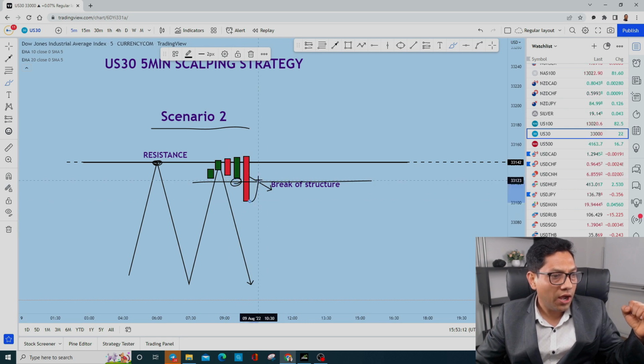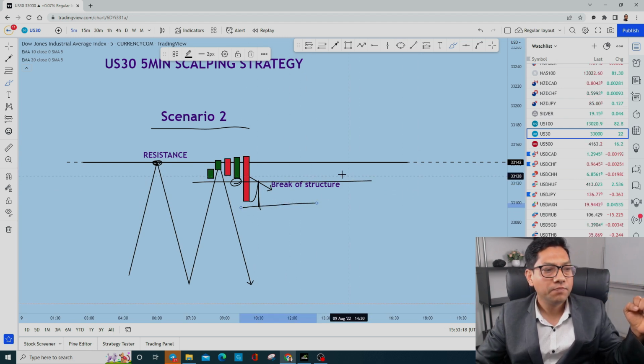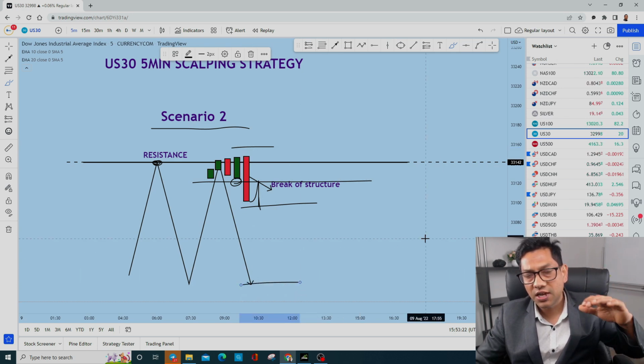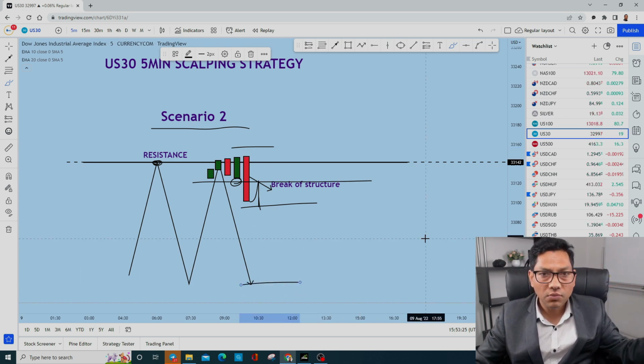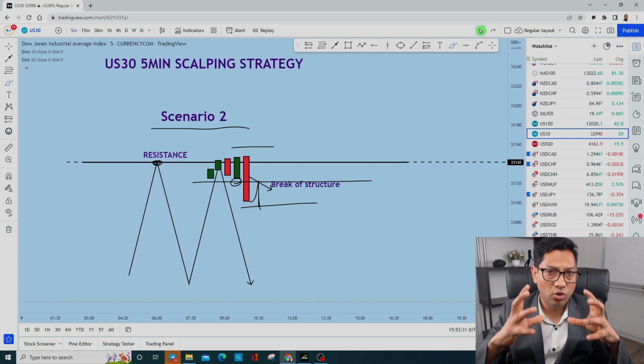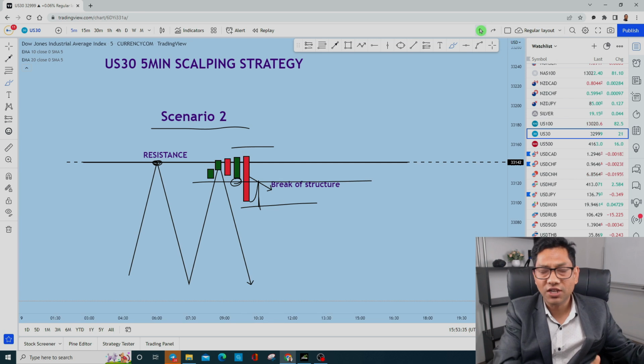We will wait for a candle to retest. Once the retest is done, we will immediately short this market, keeping the stop loss above this structure, and then we will take whatever take profit target that we can set. So these are the two scenarios that we will be considering when we are trading this strategy.